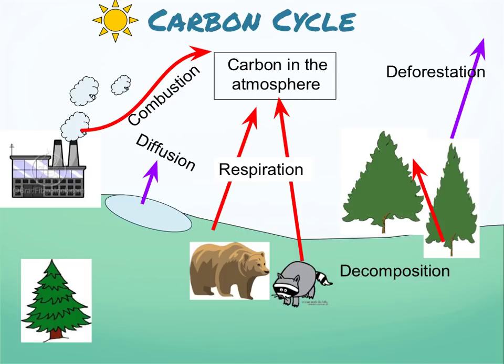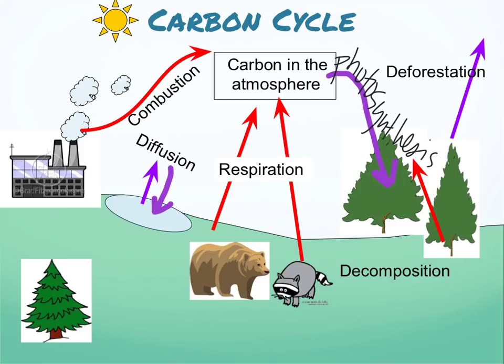So adding in a couple more here, we had photosynthesis, which takes carbon from the atmosphere and brings it into plants, as well as diffusion, which we talked about going both directions. So we can add a second arrow to diffusion while labeling our photosynthesis arrow, taking carbon from the air into the plants.